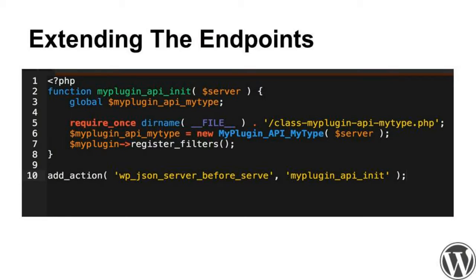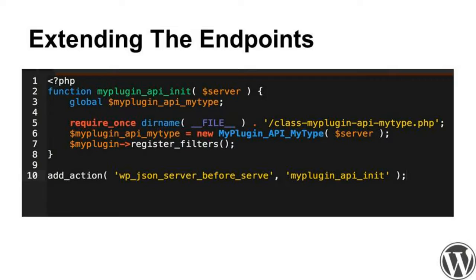Another way to extend it is by creating your own endpoint. So say you have a certain post type or certain user, a certain set of information that you need separated from it. This is the perfect way to do it. As you can see here, it's pretty much the same. Instead of add filter, it's add action to the WordPress JSON server before serve call. And of course, all the documentation on what actions and what filters and which hooks you need to go into are available in the WordPress API documentation.